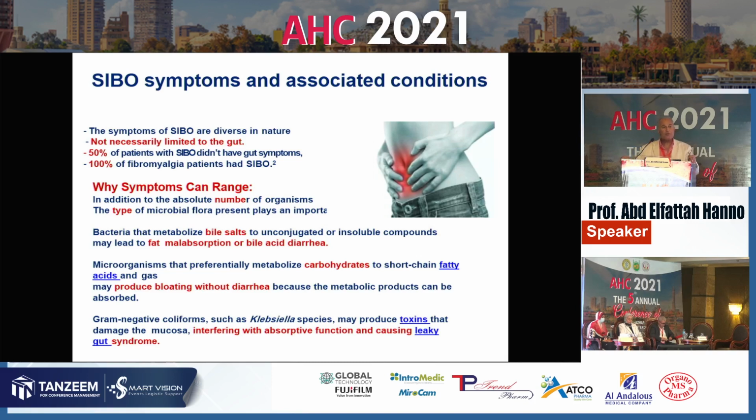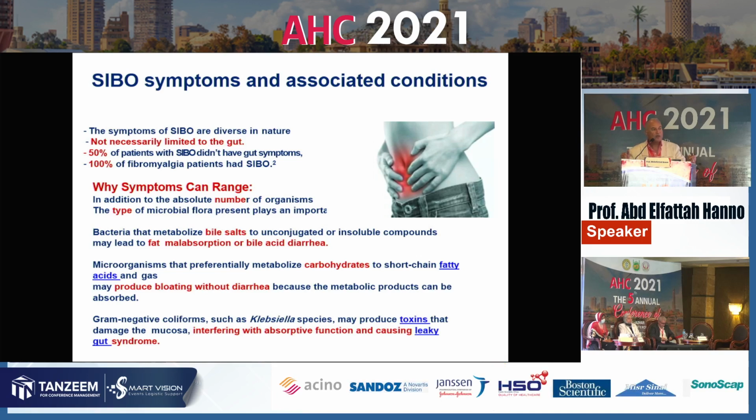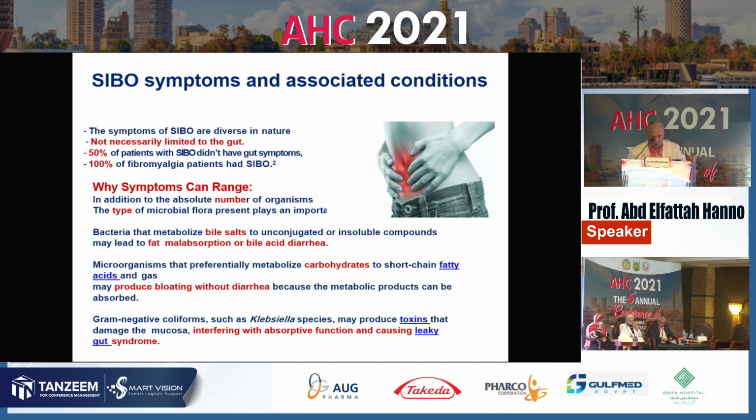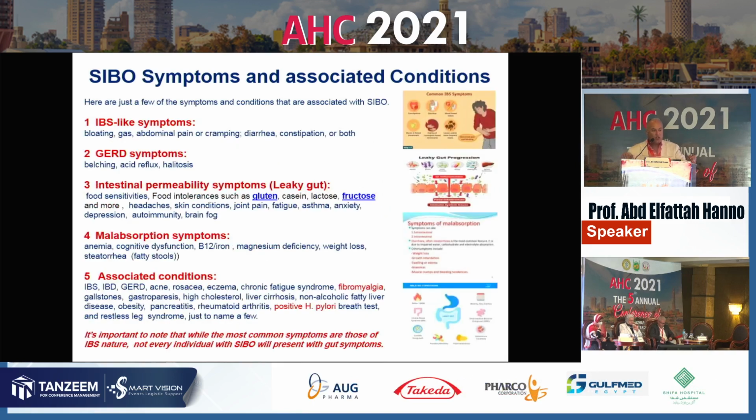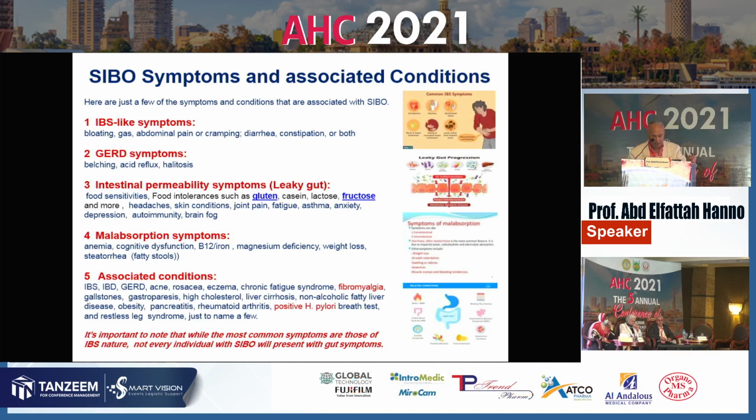What about the symptoms of SIBO and the associated diseases which can occur with SIBO patients? About half of patients suffering from SIBO didn't have any gut symptoms, and about 100% of fibromyalgia patients had SIBO. This diversity of symptoms depends on the number and types of bacteria which colonize the small intestine. So, when we are faced with a case of IBS that didn't respond to treatment, we must search for SIBO, the same as with GERD, as well as intestinal permeability, leaky gut, and malabsorption, and so on.